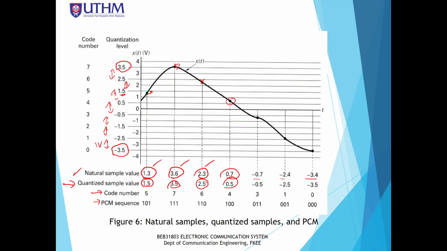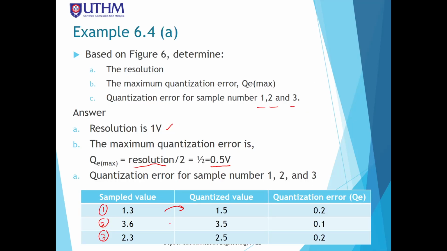3.6 we reduce to 3.5. 2.3 we increase to 2.5. So the rounding process can move the values up and down. Okay, so here is the quantization process, the quantization value. 3.6 becomes 3.5, 2.3 we round up to 2.5.